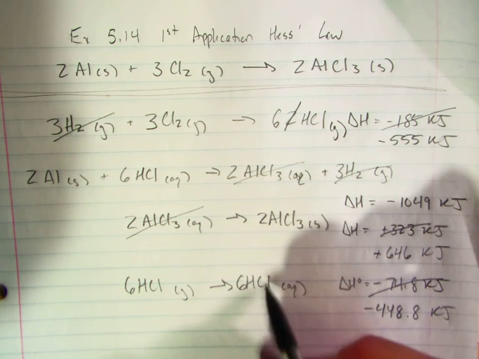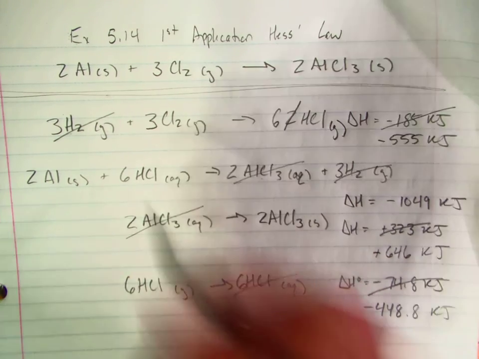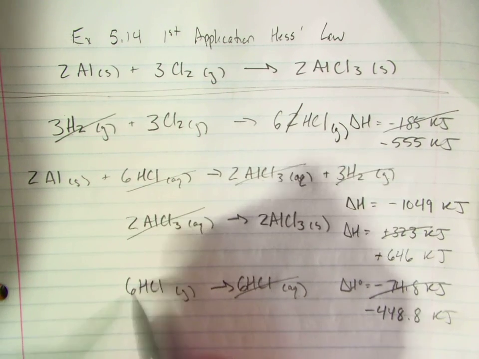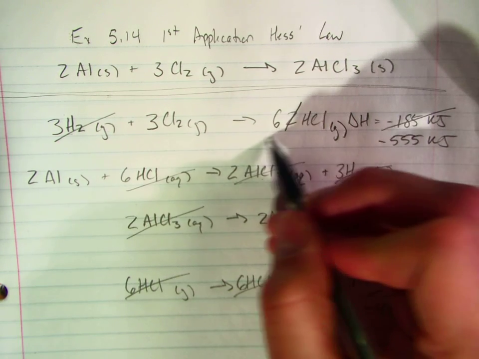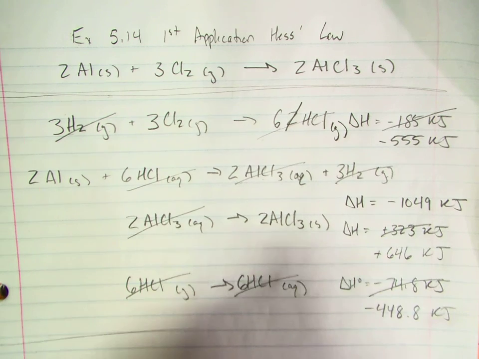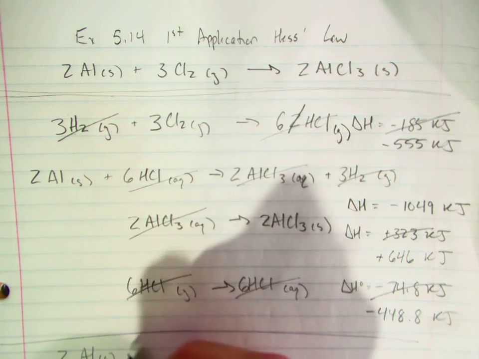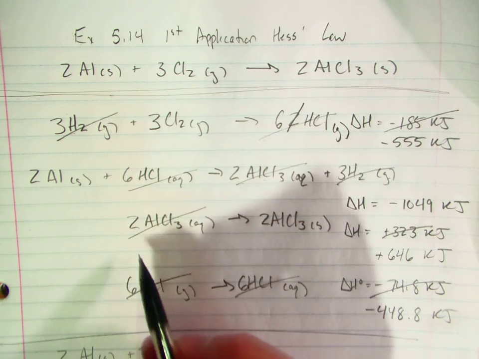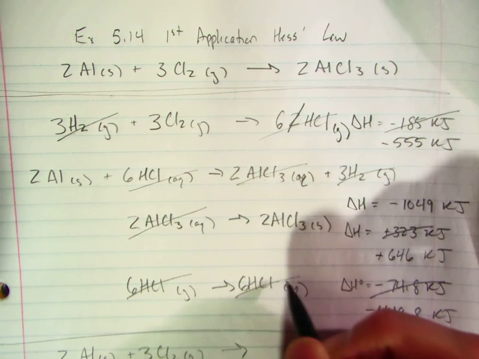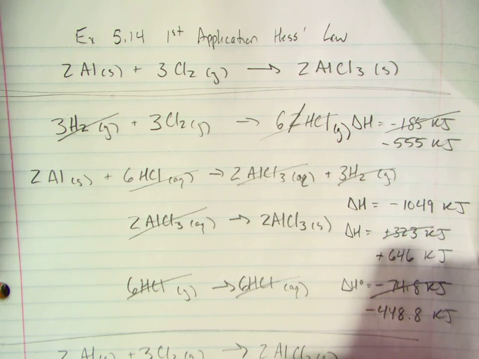Now these 6 HCl's in the aqueous phase that are on the products cancel out the same thing in the reactants over here. These 6 gaseous HCl's on the left cancel out these 6 gaseous HCl's on the right. And if I go through and add everything up that's left, I have my 2 Al solid, my 3 Cl2 gas, nothing left down here. So I go to my products, and the only one that's left is 2 AlCl3, solid phase, which I know is exactly what I want.